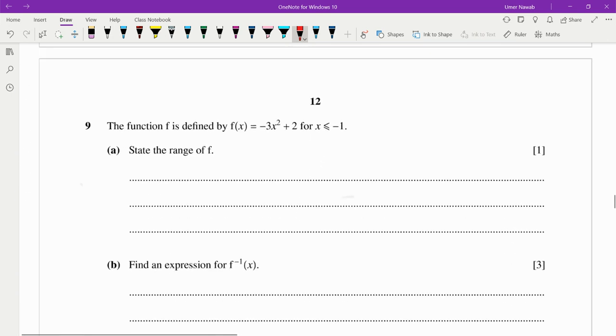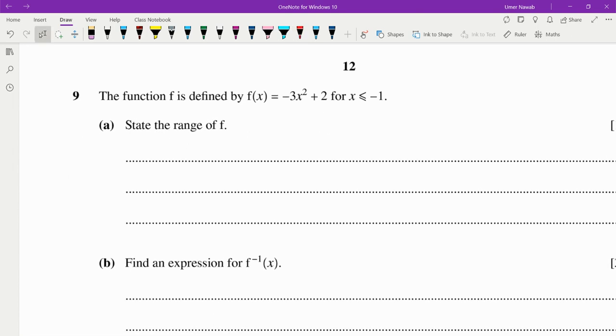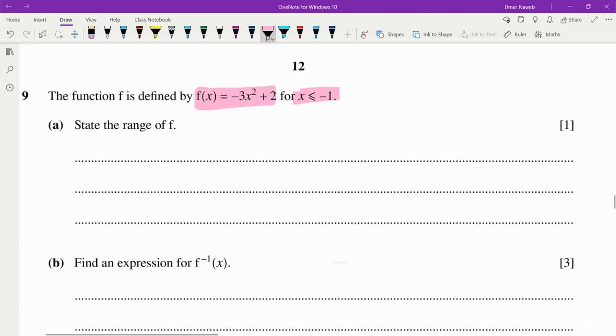Now we go to question number 9, which is purely a function question. And the function is a quadratic function. Wow, quadratic function, but the domain is less than or equal to -1. Why not?